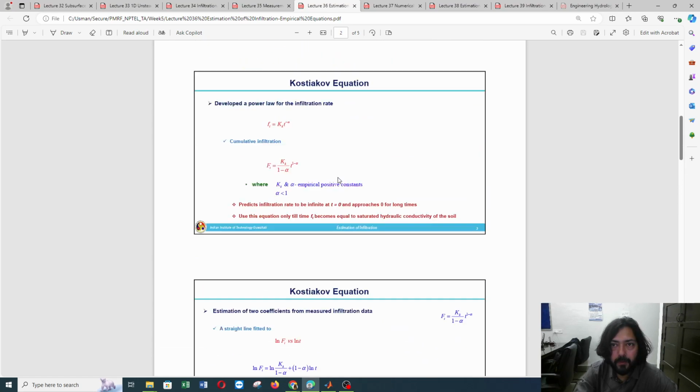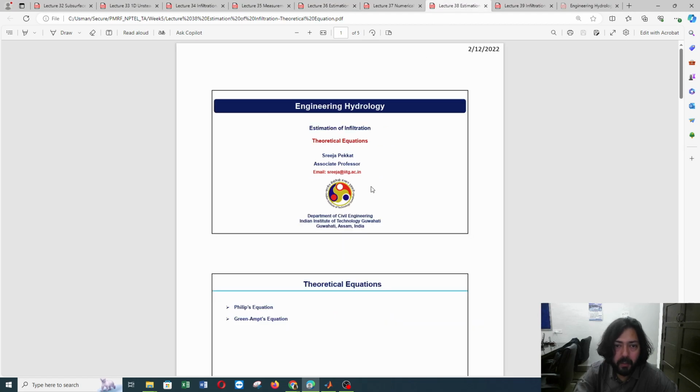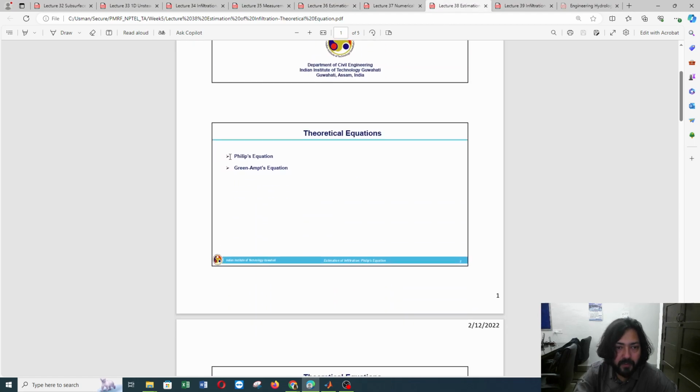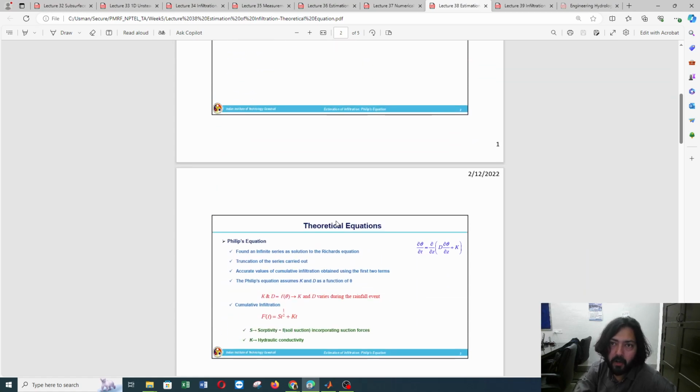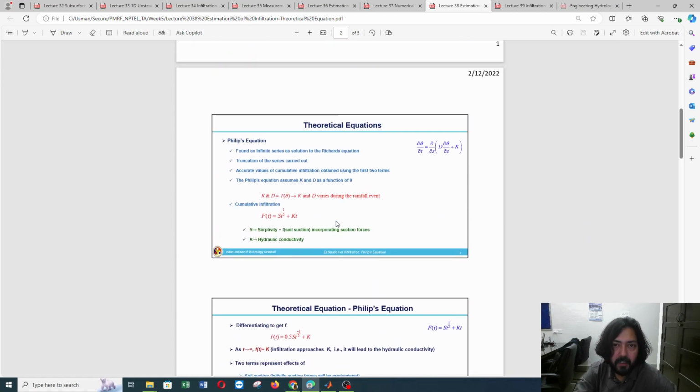Then we looked into theoretical approaches. There are two theoretical approaches: first is the Phillips equation and another is the Green-Ampt equation. Phillips takes into account two different parameters: first is sorptivity and next is hydraulic conductivity. Sorptivity is related to the suction head, which we talked about at the very beginning of the class, and hydraulic conductivity is nothing but k. It is an intrinsic property of soil.